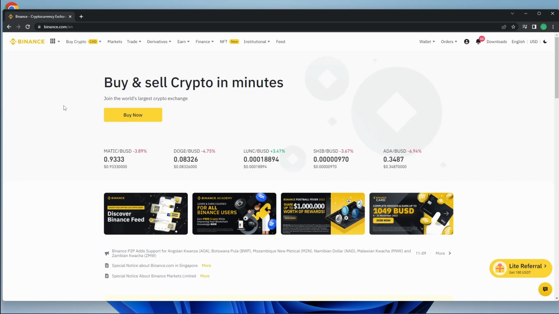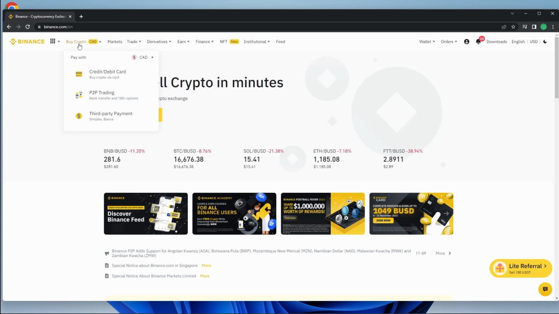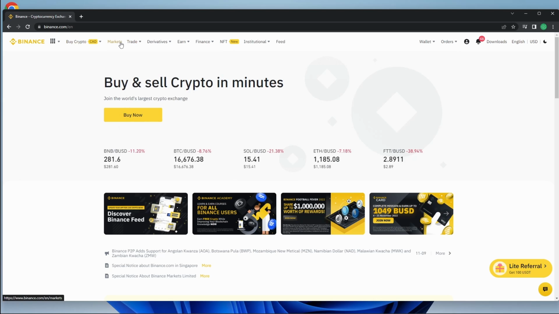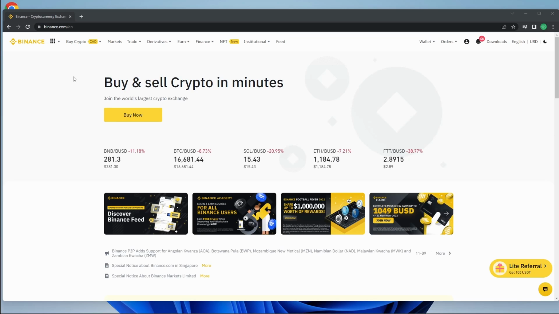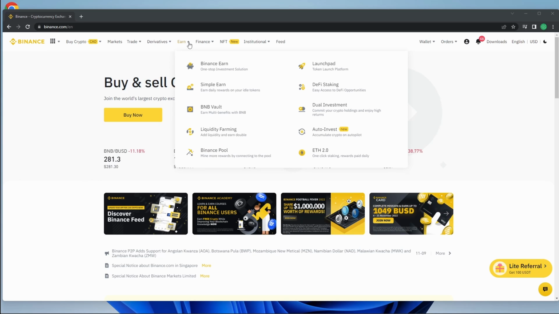Binance has one of the largest service offerings in the crypto world. You're able to purchase crypto with your credit card and do peer-to-peer trading. You're able to do spot trading and margin and even futures trading. You also have access to their Earn program, which gives you daily interest depending on how much you have staked on their platform.